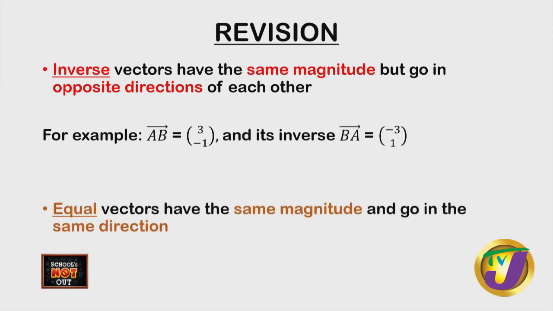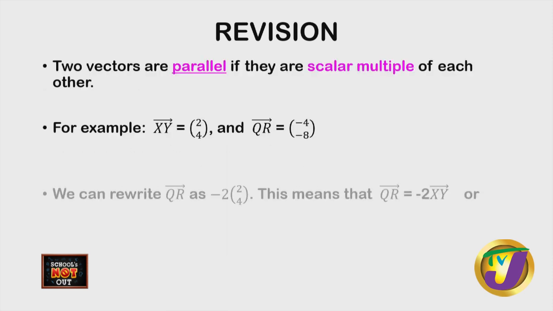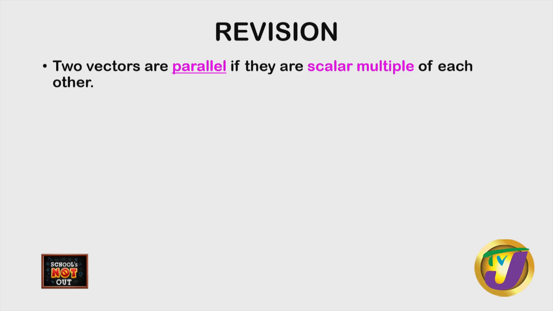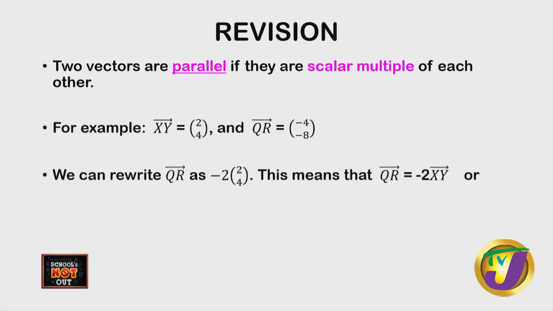We also looked at equal vectors. They have the same magnitude and they go in the same direction. So 2 vectors are parallel. We discussed this last class as well, Latoya. Yes, we did. They are parallel if they are scalar multiples of each other. And that's quite interesting. For example, if I have vector XY, which is equal to 2, 4, and another vector QR, which is equal to -4, 8. -8? -4, -8, thank you so much.